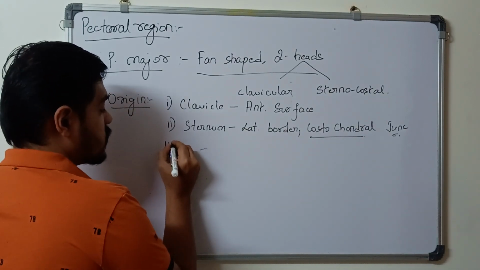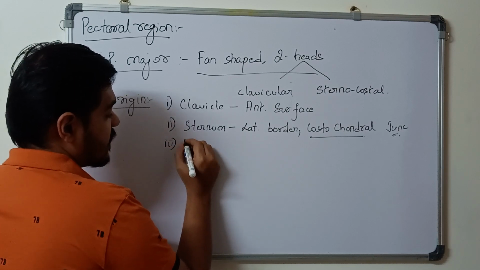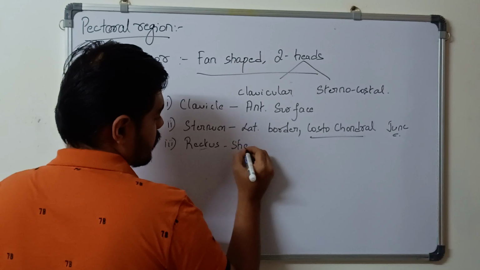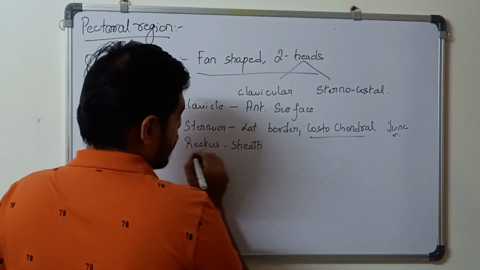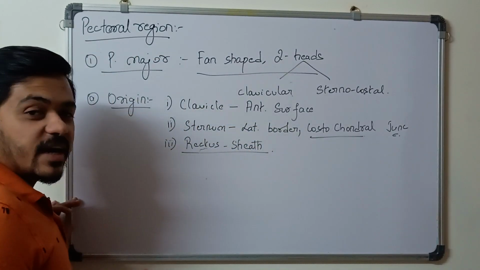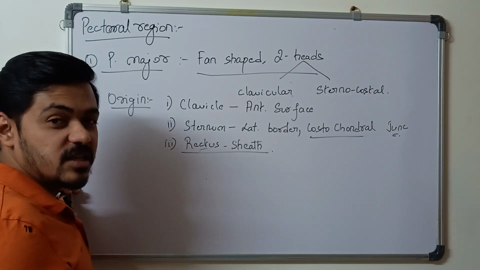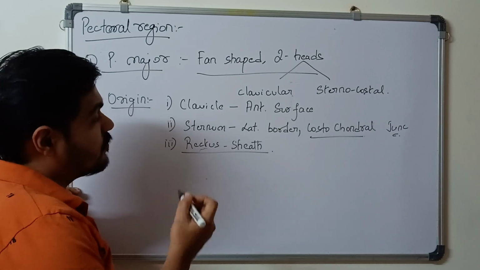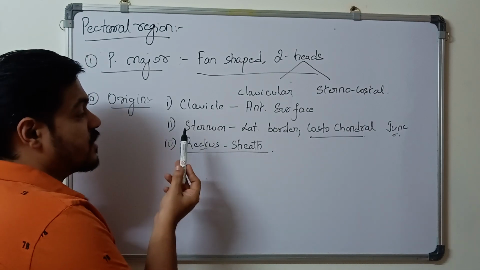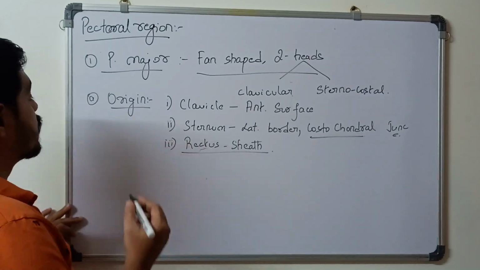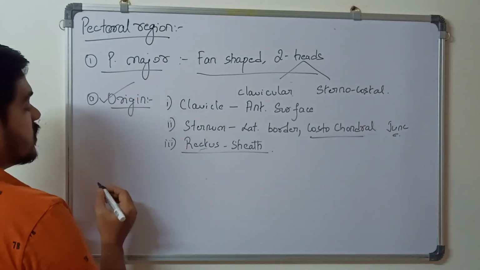The third point of origin is the rectus sheath. The rectus sheath is the deep fascia that covers the rectus abdominis muscle, which is one of the muscles in the anterior abdominal wall. A few fibers of the pectoralis major take origin from the rectus sheath as well. All right, so that completes the origin.